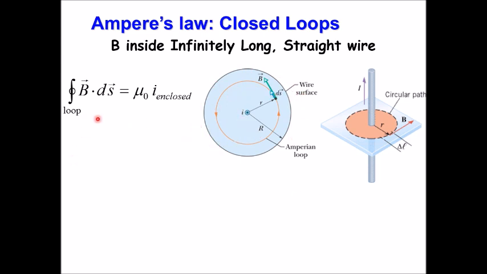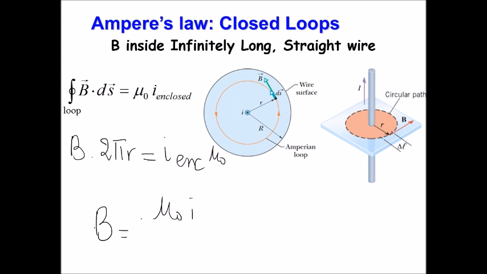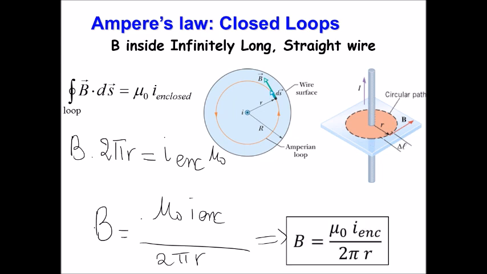And for the same reason of symmetry, I can write this directly. You need to be confident with that. I can write this directly. B is constant along the Amperian loop, so this is B times the integral of ds. What is the integral of ds? That's just the circumference. So this is just 2 pi r. That's equal to mu 0 I enclosed. So what I get, B is equal to what? Sorry, there is a mu 0 here. So mu 0 I enclosed over 2 pi r. So here you have a nicely written formula.